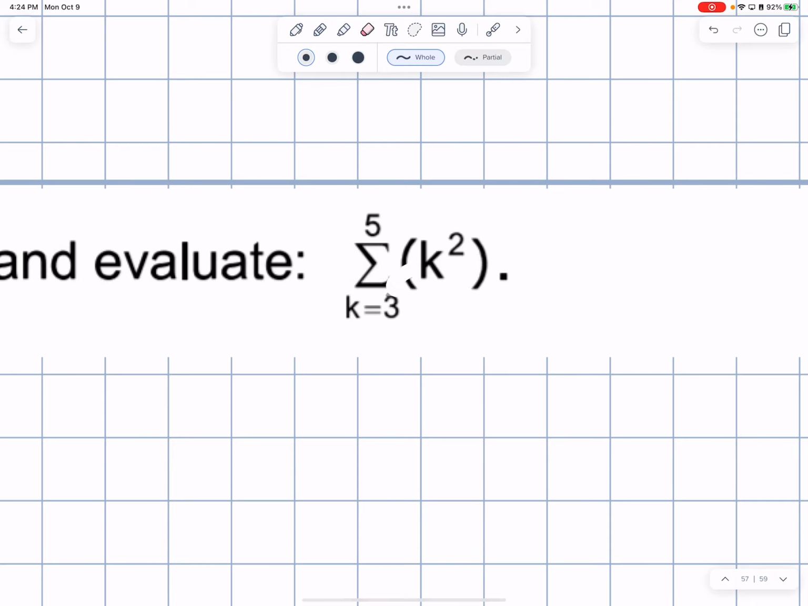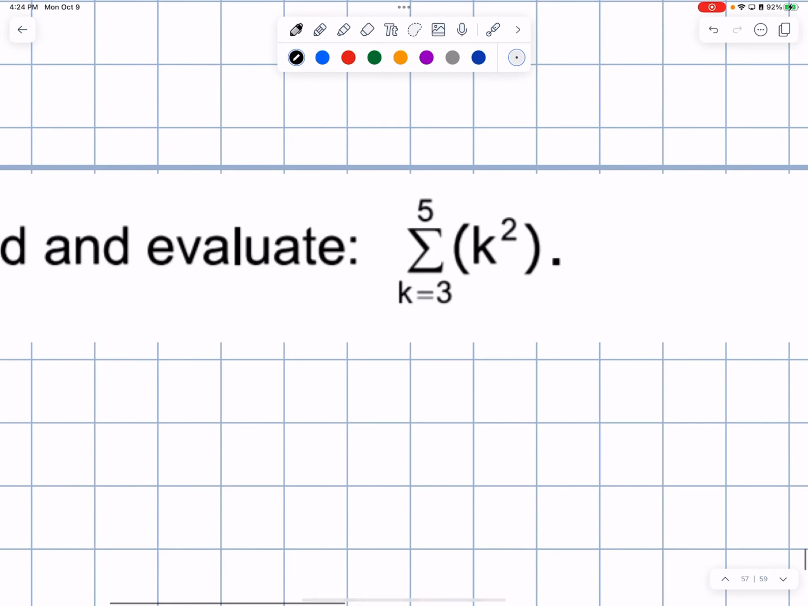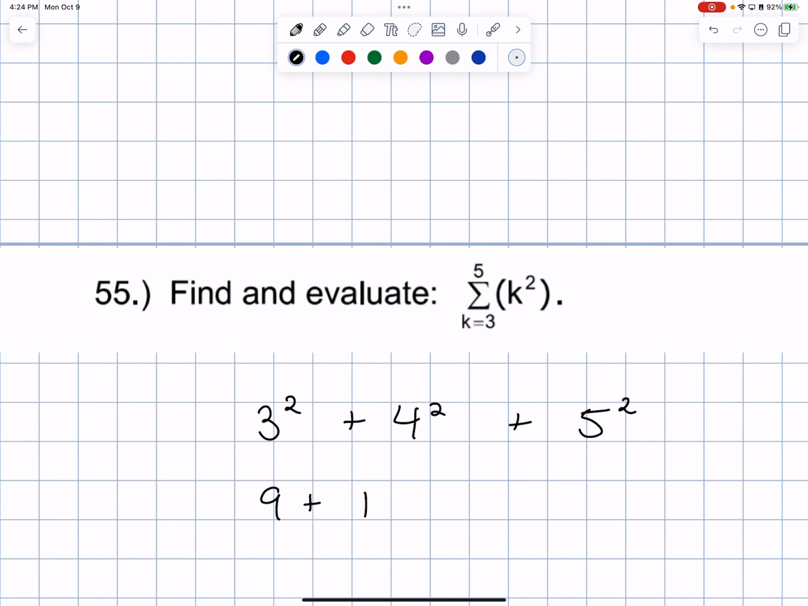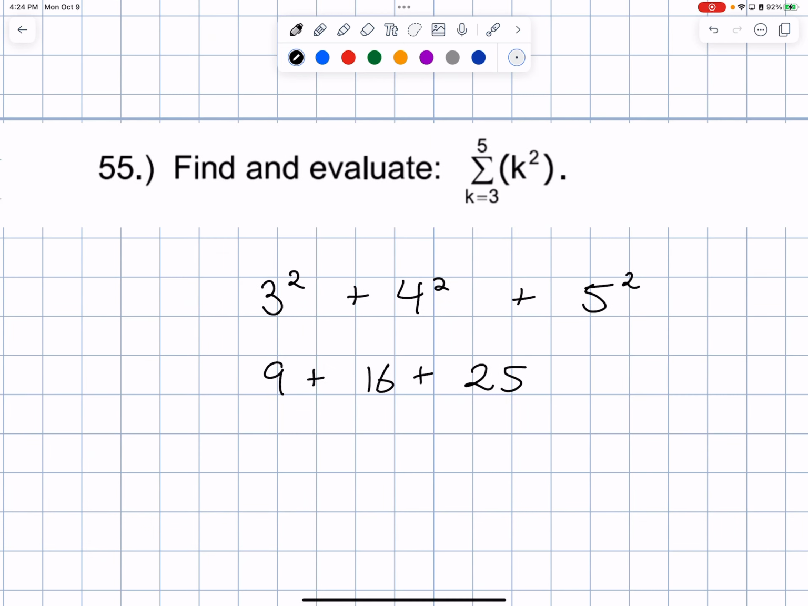I'll write what this is. It takes no time at all. It's 3 squared plus 4 squared plus 5 squared. Do you see how I got that? Plug in the one that it says to start with and stop when you've plugged in the top. That's just 9 plus 16 plus 25, which is 9 plus 25 is 34 plus 16 is 50. I think that's right, but you can check.